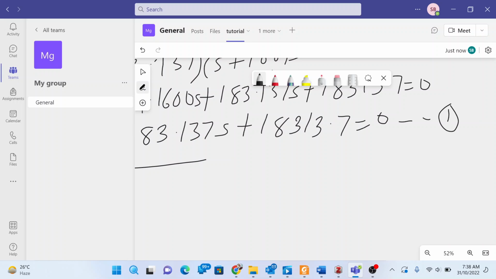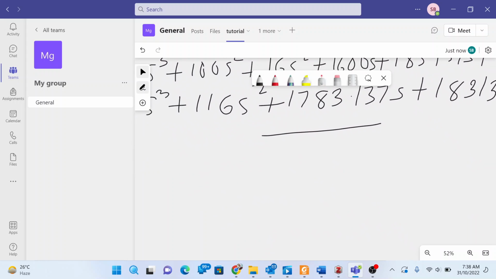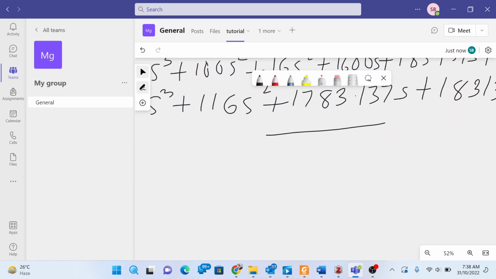Let's call it equation 1. Let's set it aside. Now let's come back and form our integral controller equation. Our integral controller equation is x dot and xn dot. So that's the integral controller equation.